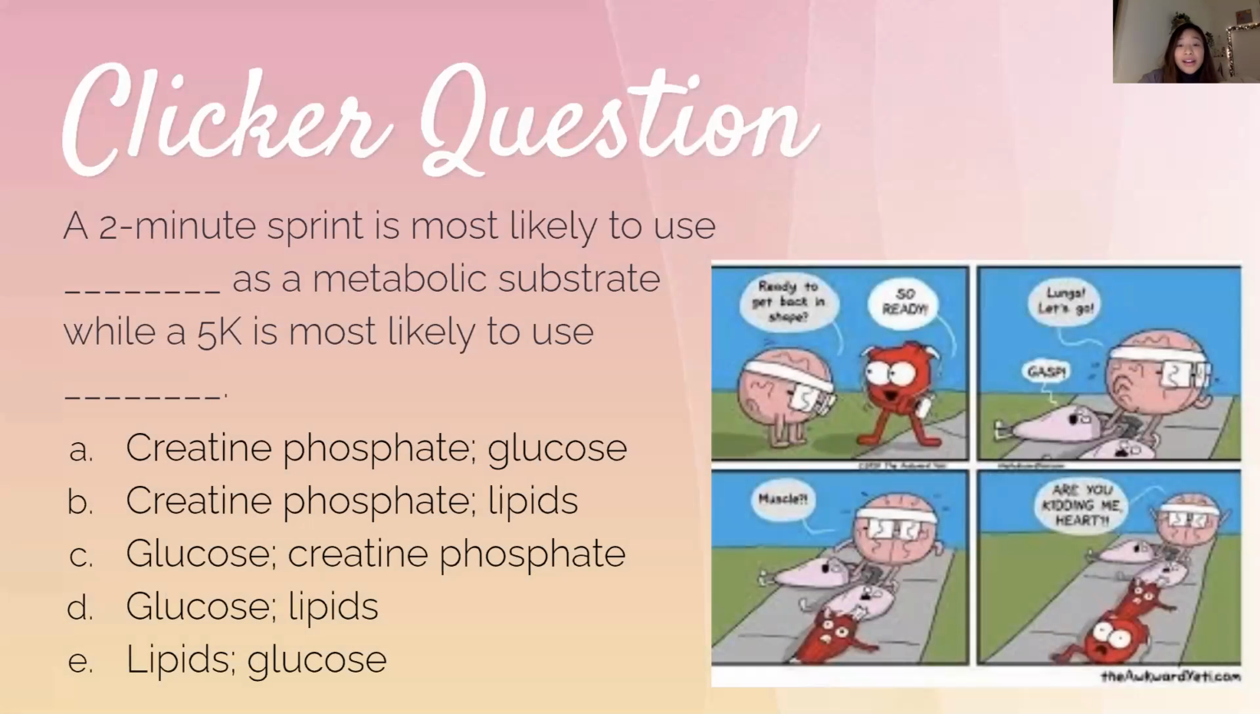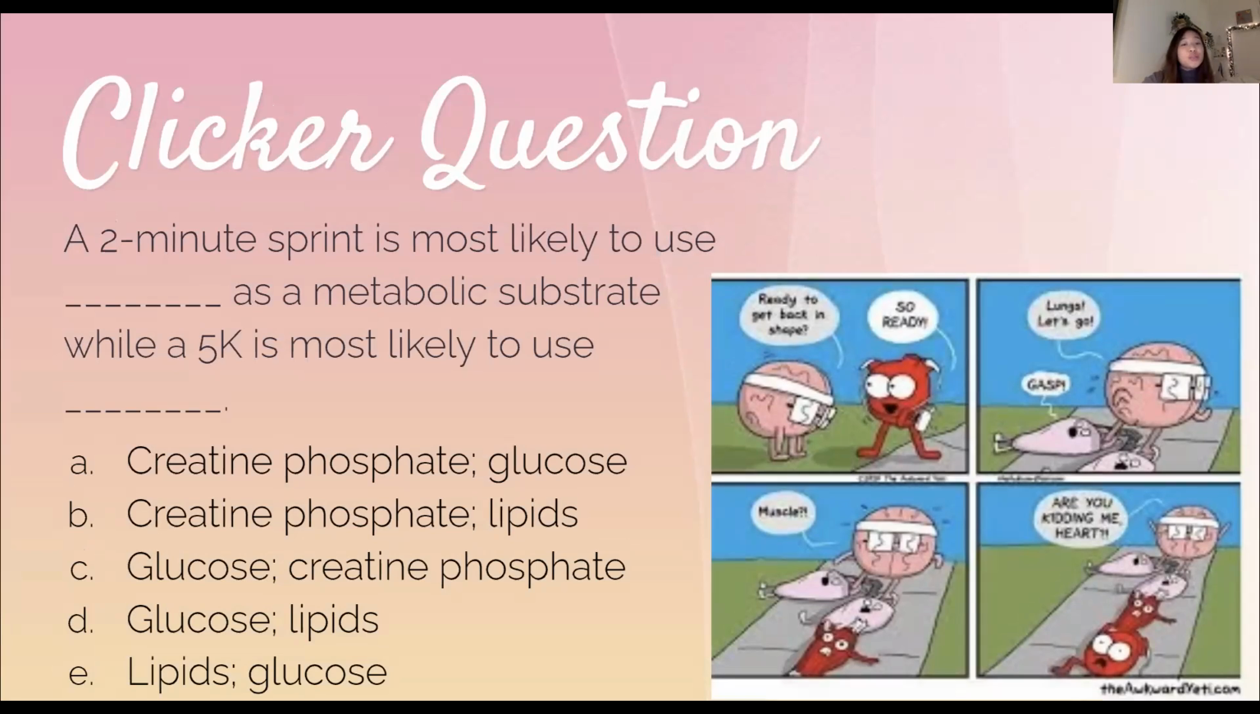All right, I got another clicker question for you all. Okay, so a 2-minute sprint is most likely to use what as a metabolic substrate, while 5K is most likely to use what? All right, I'm just gonna give you 10 more seconds.